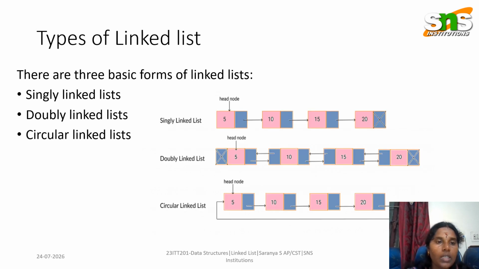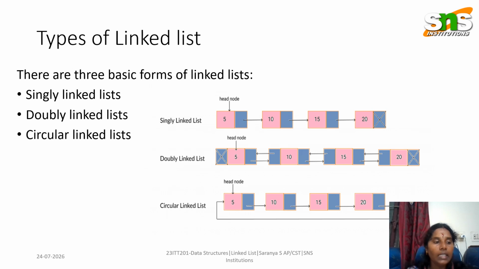And then the next one is types of linked list. There are three basic forms of linked list. The first one is the singly linked list, the second is the doubly linked list, and the third is the circular linked list. And last but not least, the doubly circular linked list, which is an additional variation of the linked list.